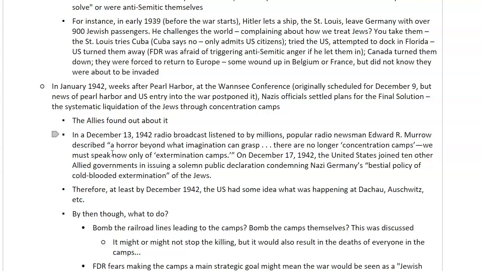A couple of days later, the United States joined 10 other Allied governments in condemning, we're already at war, but we condemn Nazi Germany's bestial policy of cold-blooded extermination of the Jews. Therefore, at least by 1942, the U.S. had some idea what was happening at Dachau, Auschwitz, and the rest of them. By then, though, what do you do about it?